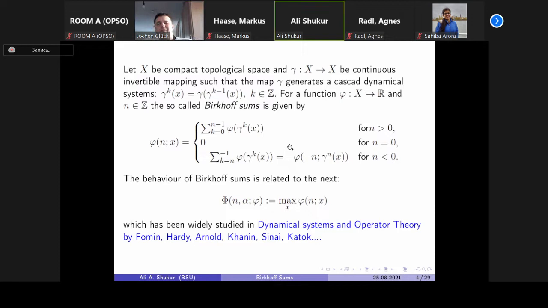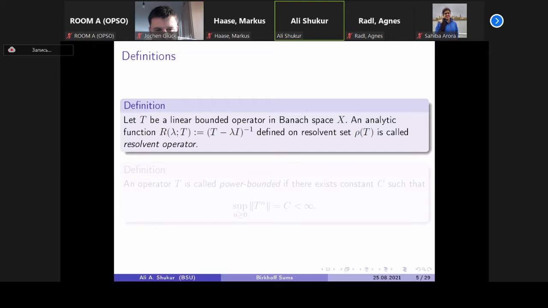Okay, thank you. So for non-negative n, we have this, and we are especially interested in the maximum of phi_n(x), I mean for the Birkhoff sum. So we are interested in this maximum. This maximum, in fact, has been studied by a lot of mathematicians like Furstenberg, Hardy, Arnold, Anosov, Katok, and also Khinchin and Sinai.